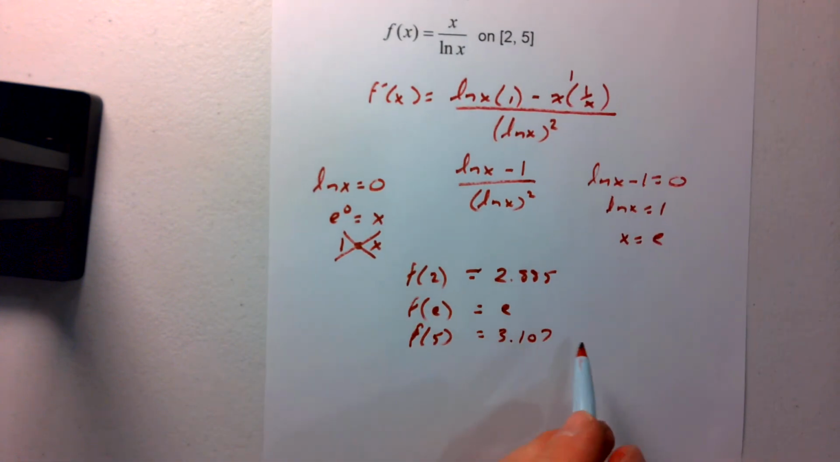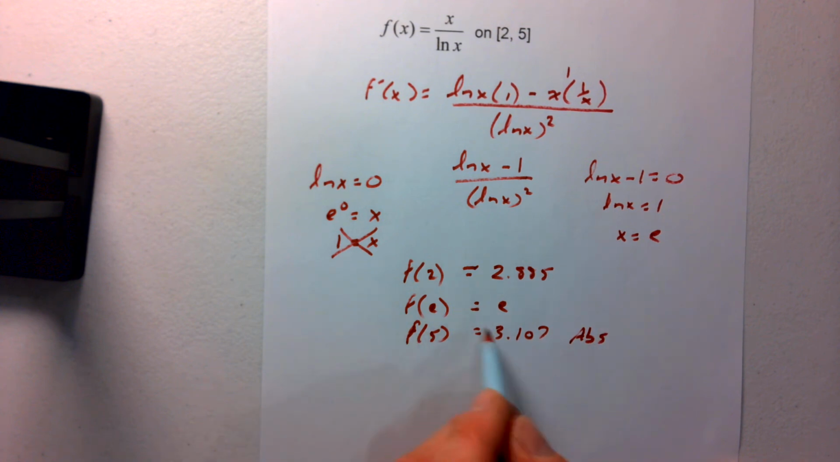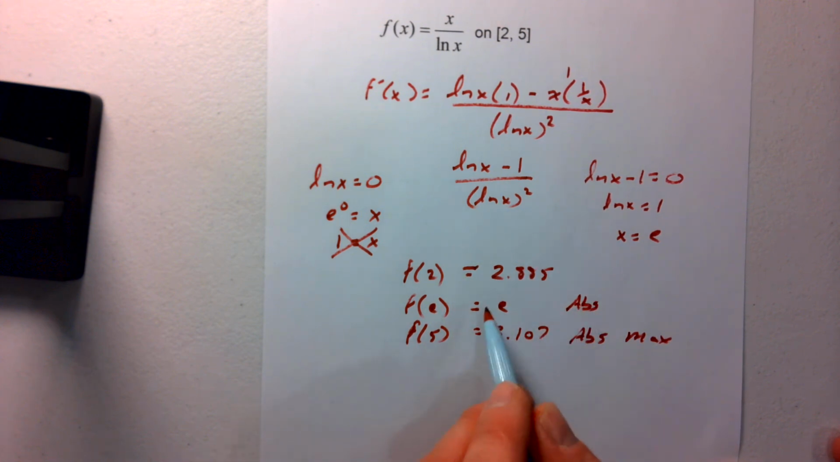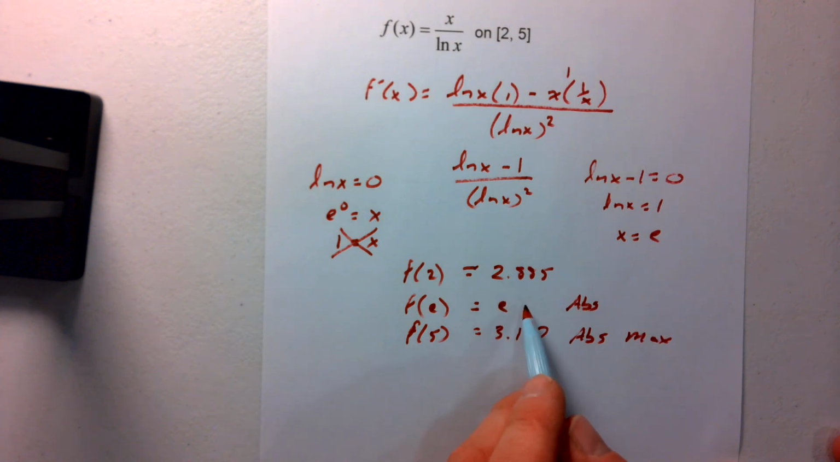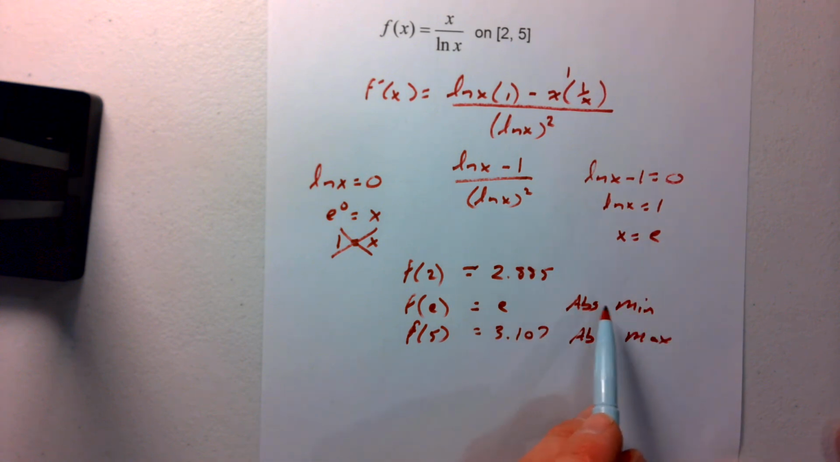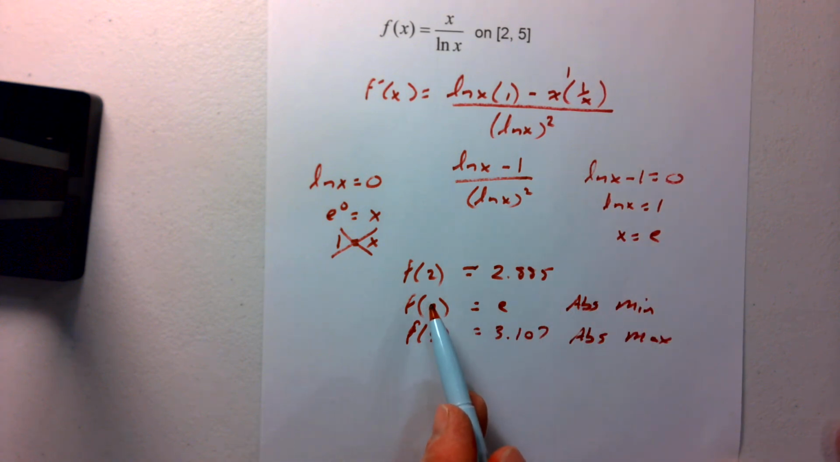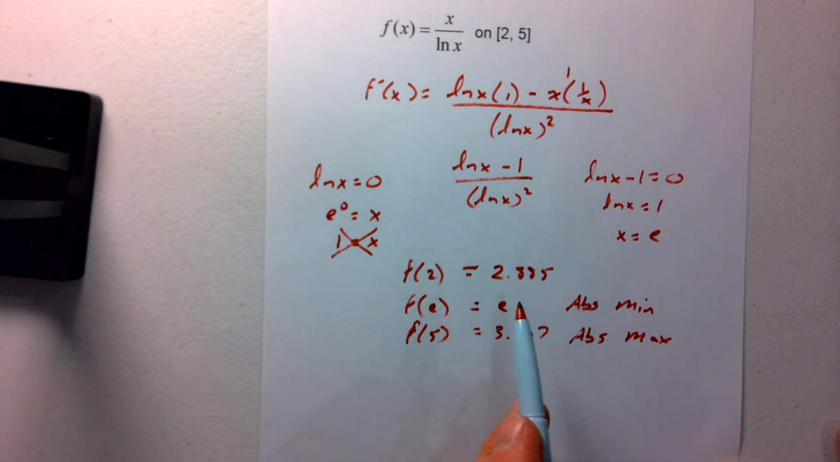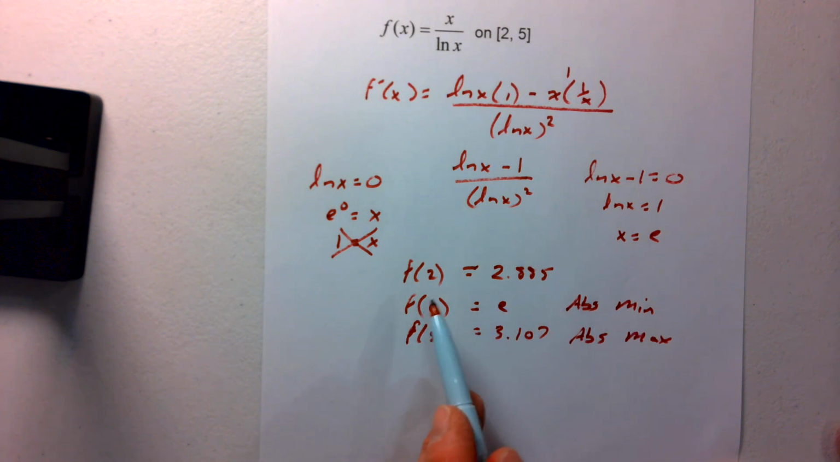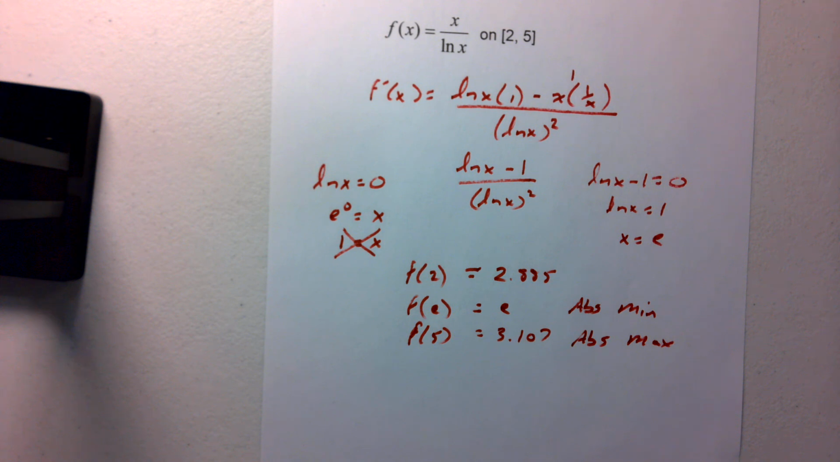So what do we know? We know that our absolute max is going to be here at f of 5. Again, we can say that the absolute maximum is 3.107, or it occurs when x equals 5, or at the point 5, 3.107. And then our absolute minimum is going to be here at e. Remember, e is 2.7. We had a 2.8 there. So again, we can say that absolute minimum occurs at x equals e. We can say the absolute minimum is e, the y value there, or the absolute minimum occurs at the point e, depending on how the question is stated.